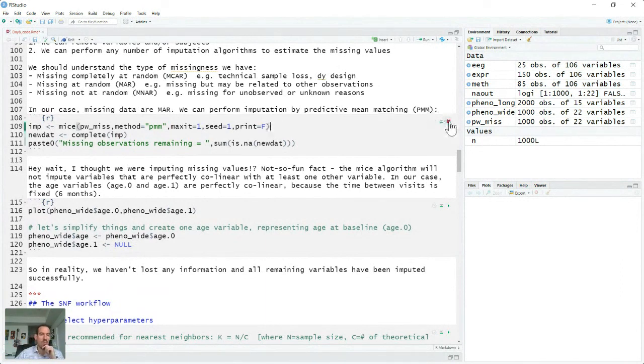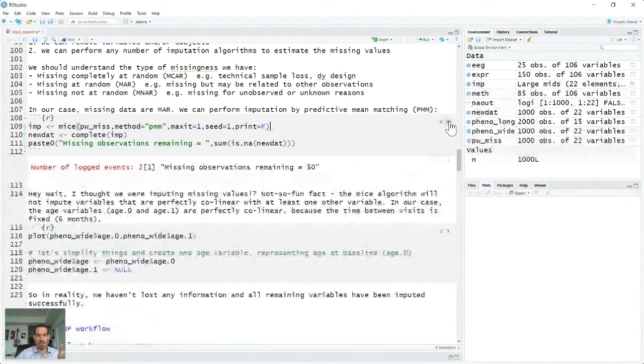The algorithm is going through, I'm going to run this block of code, it's going into the data set, it's intelligently identifying the columns, the variables that were missing, or had at least one missing value, and then it's performing this predictive mean matching to fill in those gaps. And then I'm taking the complete version of the imputed data set and sticking it into new data.